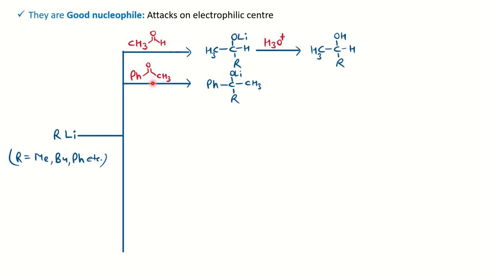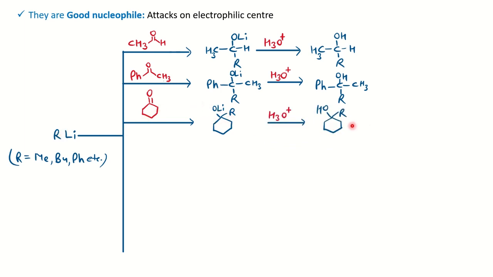Similarly, in the previous case it was an aldehyde, now you have a ketone here. On a ketone it will behave the same way as we have seen in the aldehyde case, and it will convert it into alcohols. Cyclohexanone is again a ketone. In the same way you can show the attack of the nucleophile on the carbonyl carbon, and after hydrolysis it will give you alcohols.